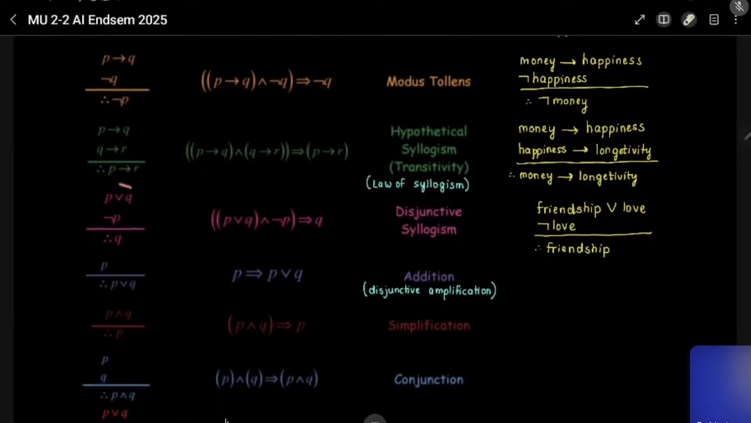So P or Q, and it is also given not P, therefore Q. So what does it mean? It's like friendship or love, but you're also saying no love. It means you're saying yes to friendship. Because if you know this is true, and if you know not love is also true, so for this thing to remain true, friendship has to be true.